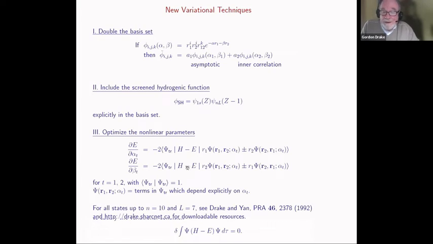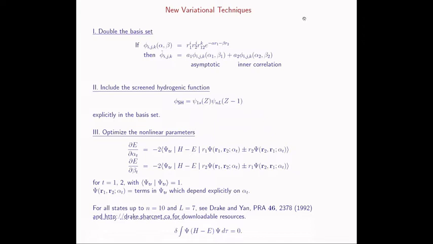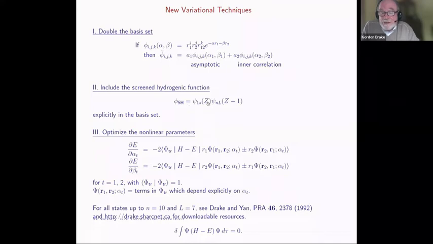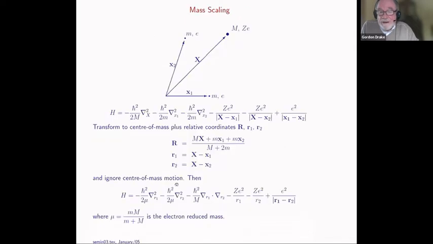So by doubling the basis set to produce 2 distinct distance scales, and including explicitly the screened hydrogenic term in the basis set, because this accounts for the first several figures in the energy. So it's numerically advantageous to do that. And then optimization of the nonlinear parameters to produce high precision wave functions for high-lying states. And so we've done calculations for all states up to n equals 10 and L equals 7, the 10K state.